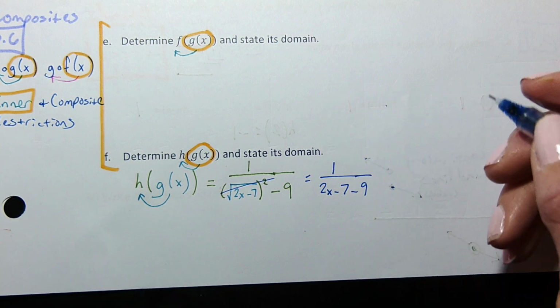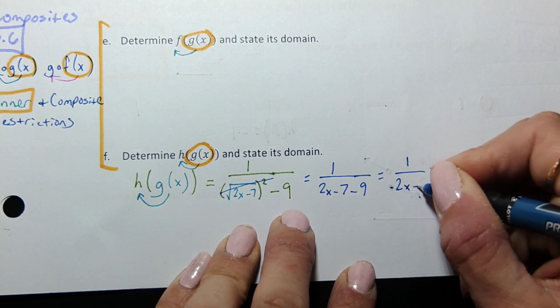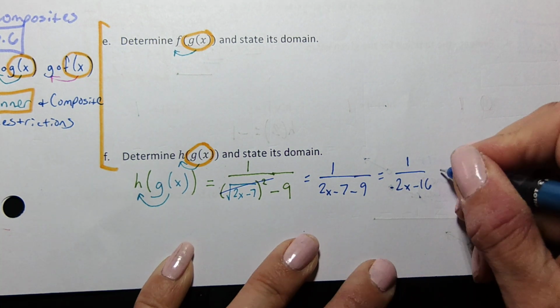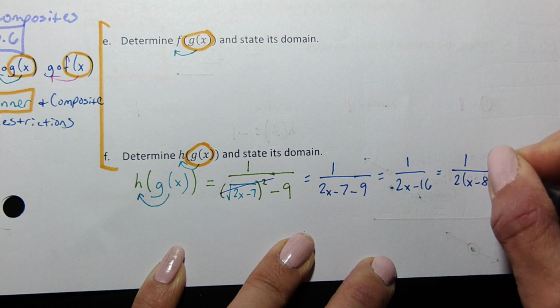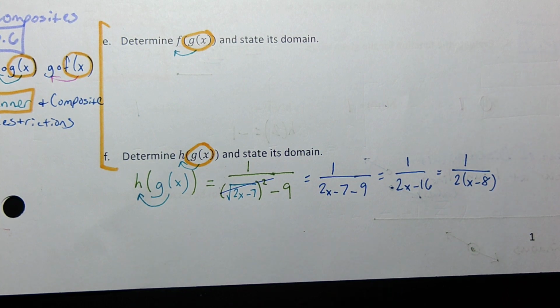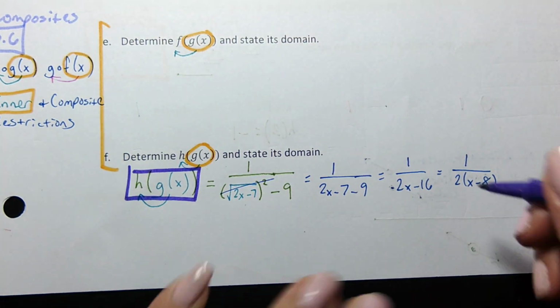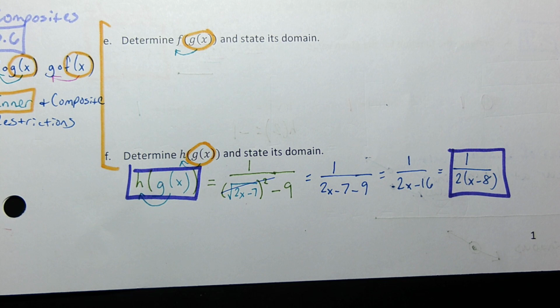Can I simplify that a little bit further? Yeah, 1 over 2x minus 16. The next step I do not have to do, but I'm going to do since we're doing all this restriction stuff. I'm going to factor the denominator, which I can do by taking out a GCF of 2. So then my composite h of g of x is equal to this. So that's my composite equation.